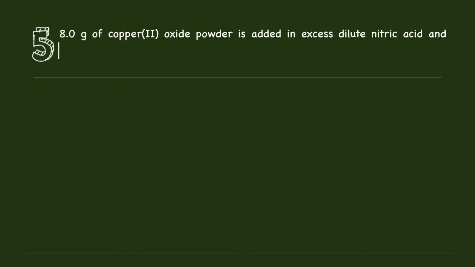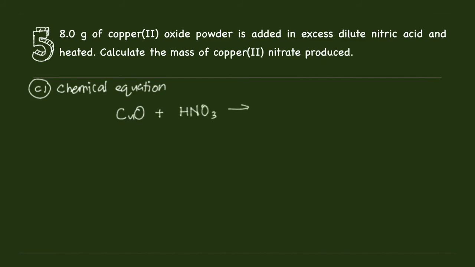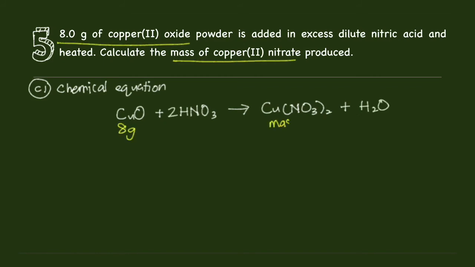Number 5. 8 grams of copper oxide powder is added in excess dilute nitric acid and heated. Calculate the mass of copper nitrate produced. Step number 1. C1. Write the chemical equation. CuO reacts with HNO3 to give Cu(NO3)2 plus H2O. Balance the equation. The information given is 8 grams of copper oxide, and you are required to find mass of copper nitrate.